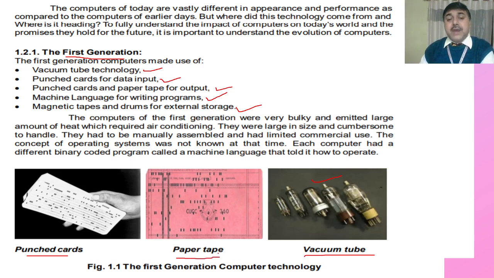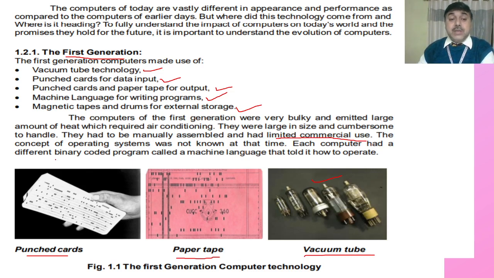So this is how, in the first generation, we have a different pattern of storage system. The first generation was very bulky, and it emitted a large amount of heat. Because of this, each of these machines became very heated. There were also large, cumbersome handles operated manually, so we limited it for commercial use.